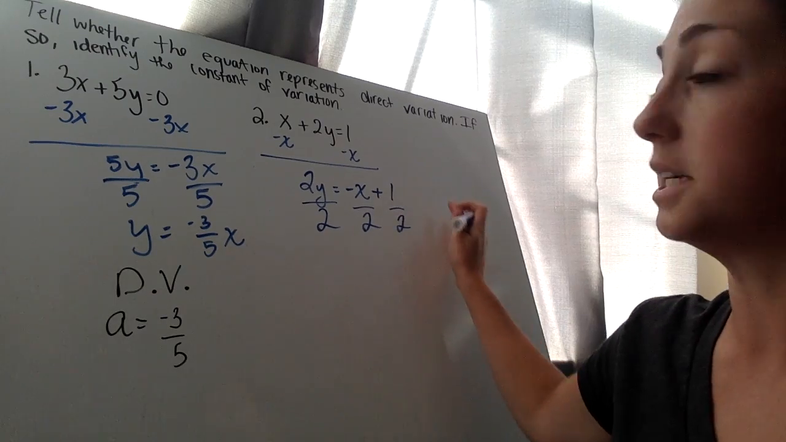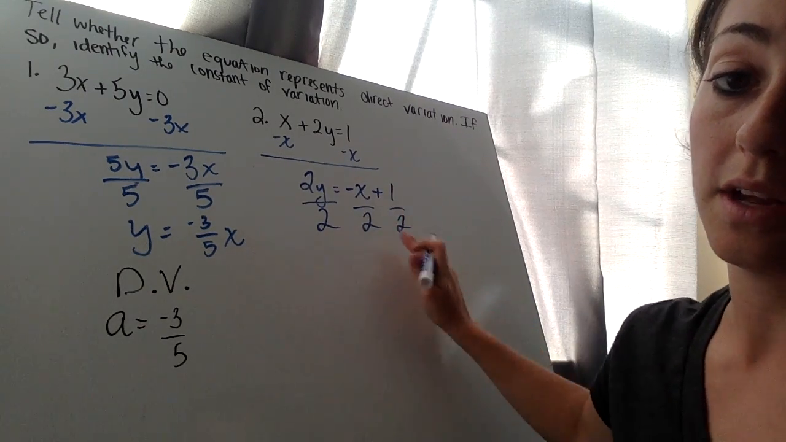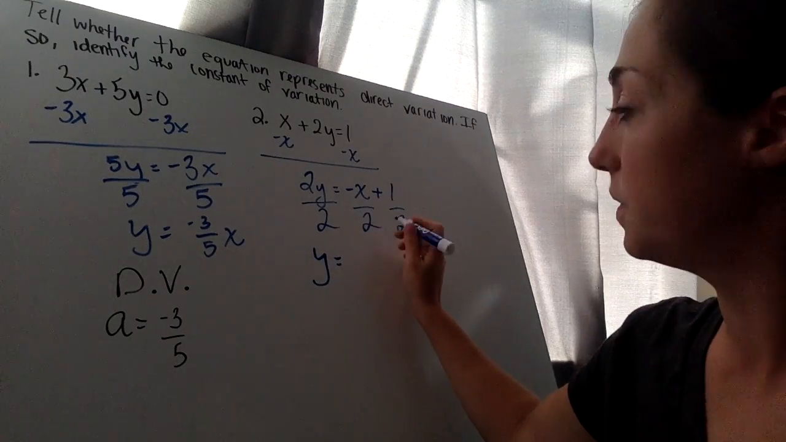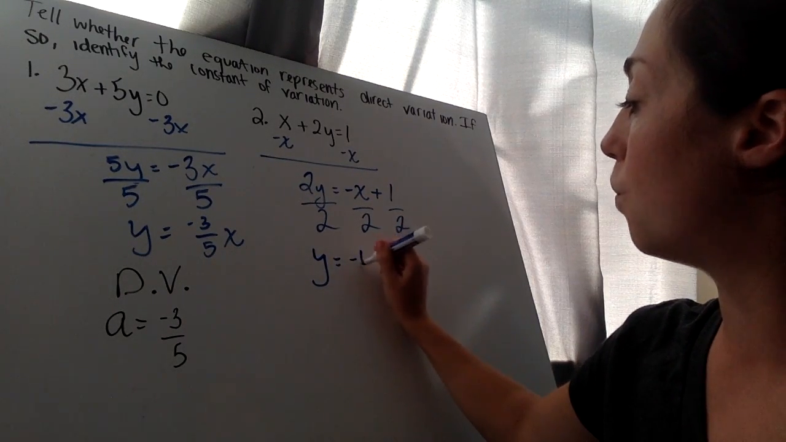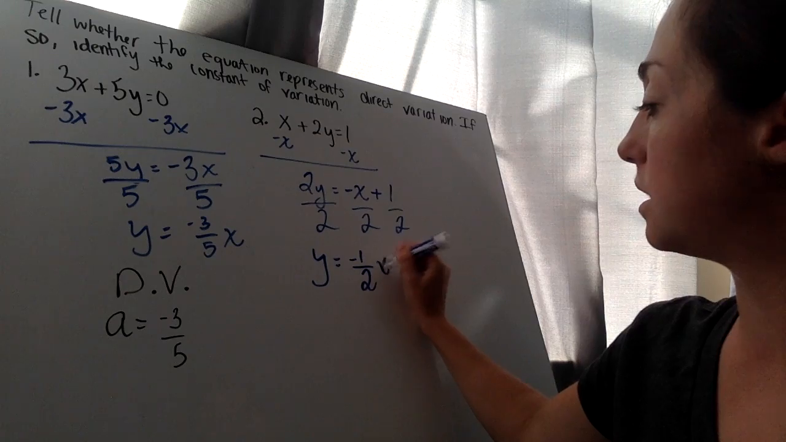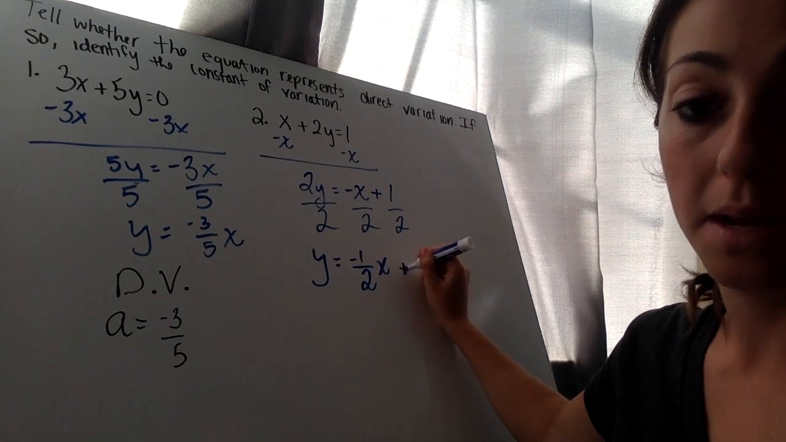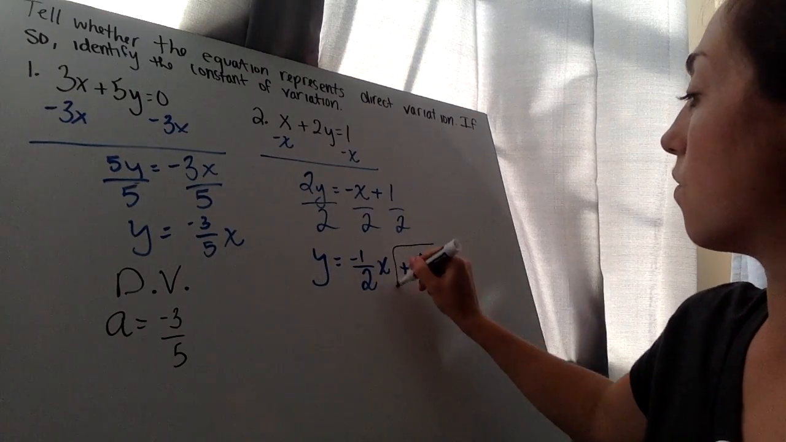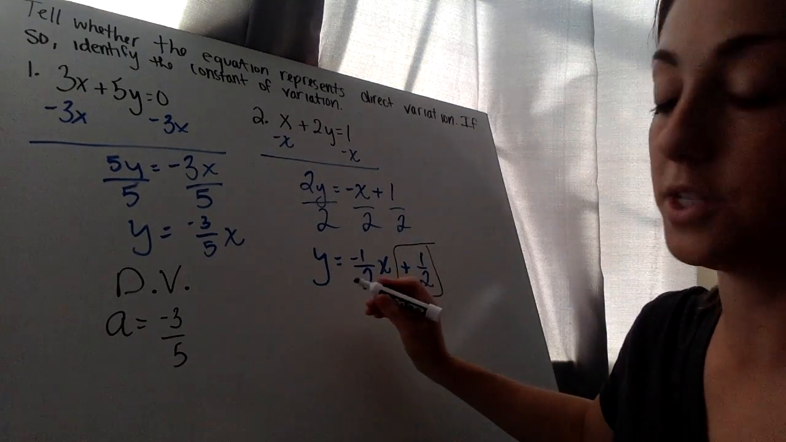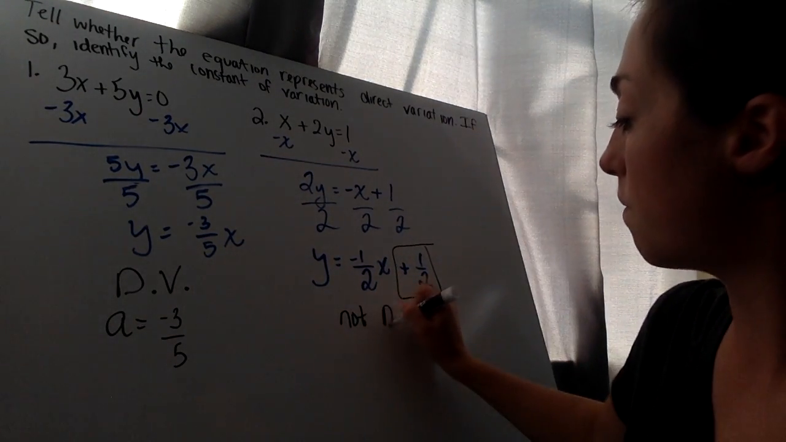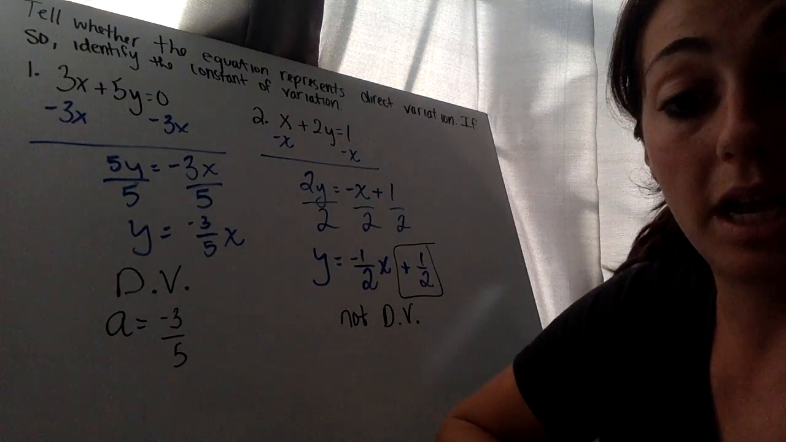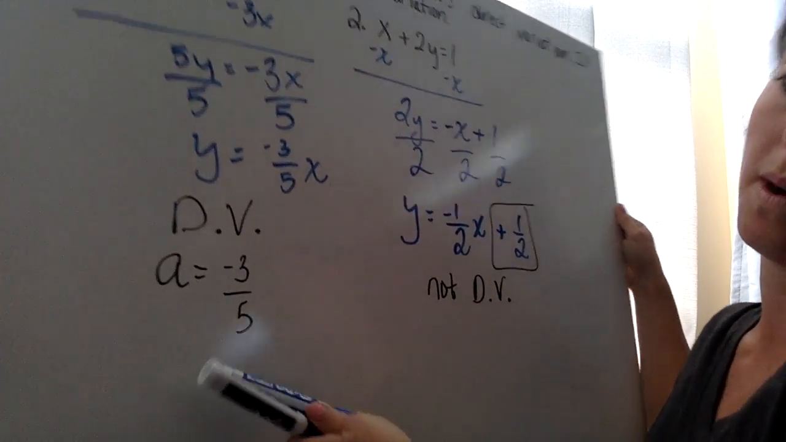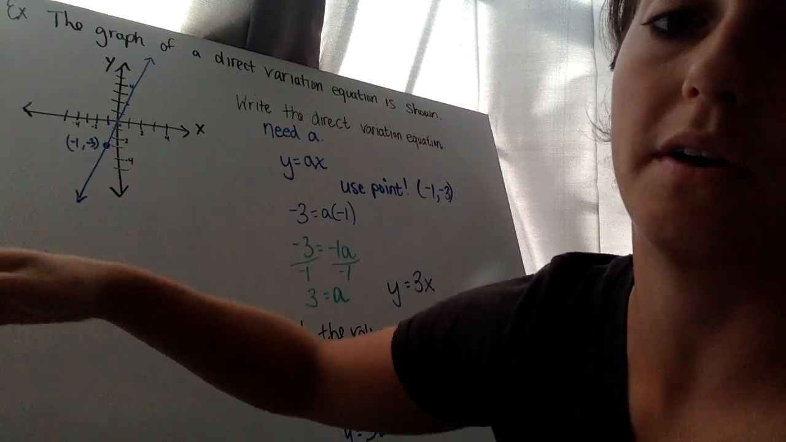And really, I don't have to continue. I see I've got an extra thing here, but I'm going to anyway, because why not? This is fun. Negative x is really like negative 1x, so it's negative 1/2 x plus 1/2. Because of this, right here, it's not direct variation, and I'm done.